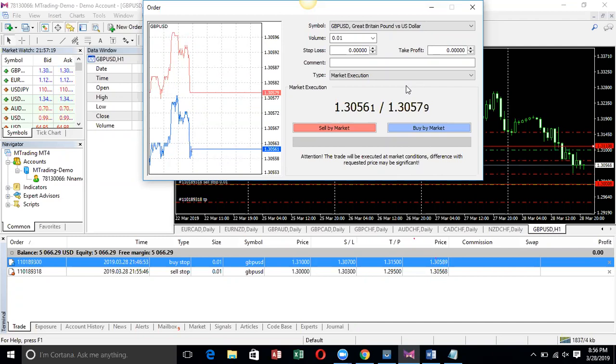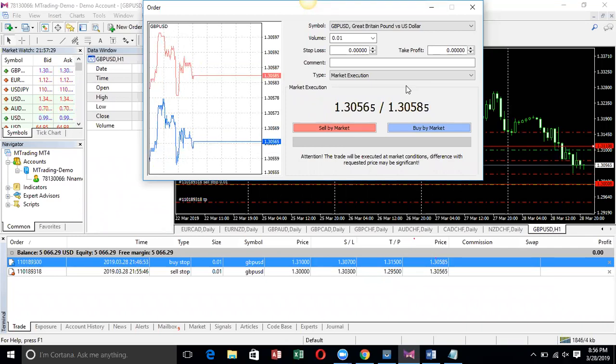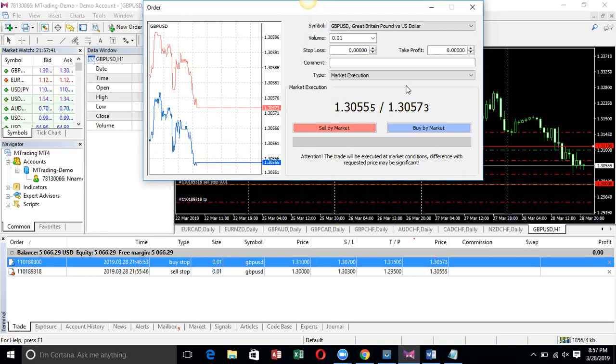If you want to buy and your ask price is above the current market price, you should select buy stop. If you want to sell and your ask price is below the current market price, you should select sell stop. Are we following? So this is how to place a pending order with its take profit and stop loss.